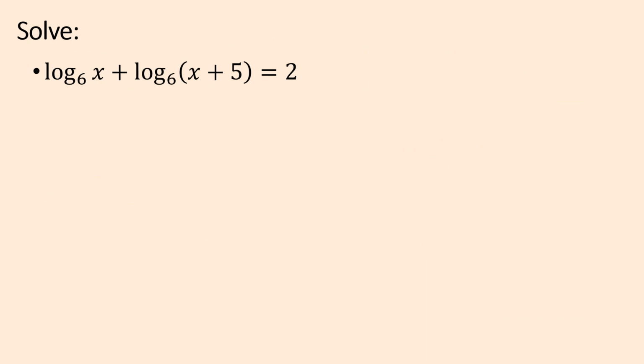Let's take this one step at a time. Log base 6 of x plus log base 6 of x plus 5 equals 2. No log base 6 on the right side, so we're going to have to deal with that. But to start, let's combine these 2 logs on the left side. There's a plus in between them, which means we can multiply those 2 and make it just a single log base 6. So x times x plus 5 inside that single log equals a 2 on the right.